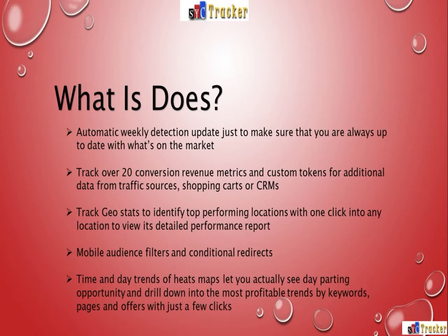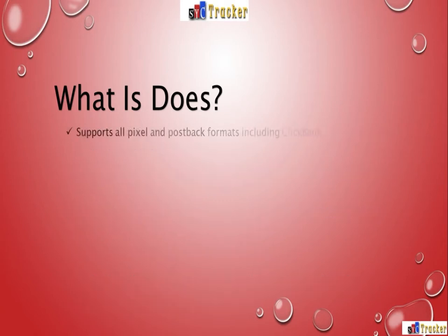SYC Tracker has geostates which can help you to identify top performing locations, with one click into any location to view its detailed performance report. It has mobile audience filters and conditional redirects. It also has time and day trends and heat maps which let you see day parting opportunities and drill down into the most profitable trends by keywords, pages and offers with just a few clicks.